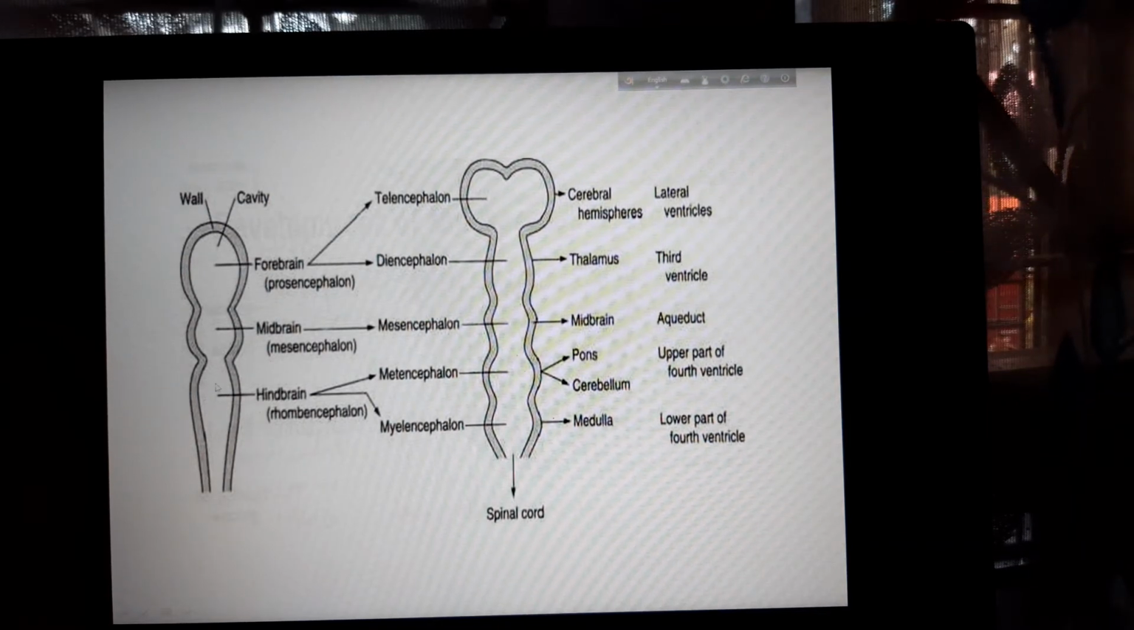The third brain vesicle is the rhombencephalon. It gives rise to the metencephalon and myelencephalon. The metencephalon consists of the pons and cerebellum, and the myelencephalon consists of only the medulla. This is the embryological development of the brain.